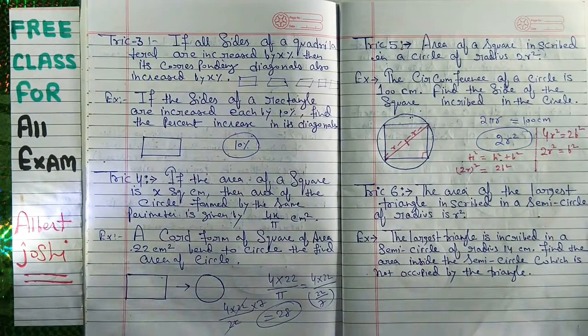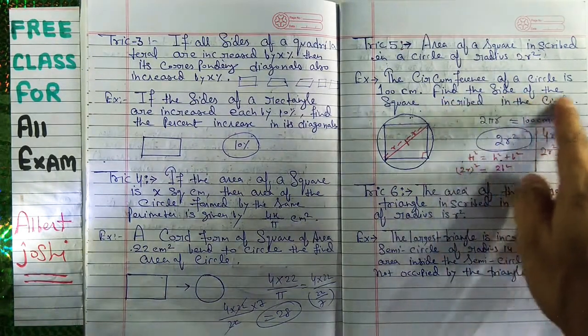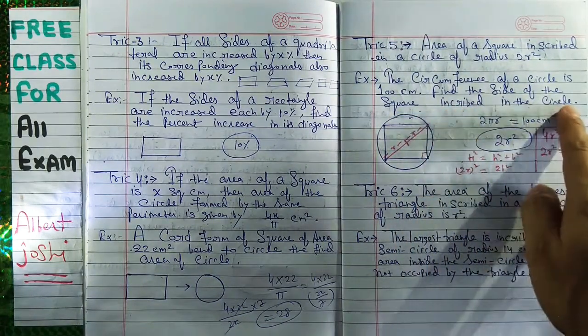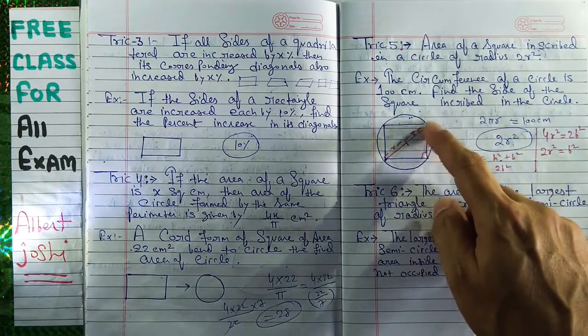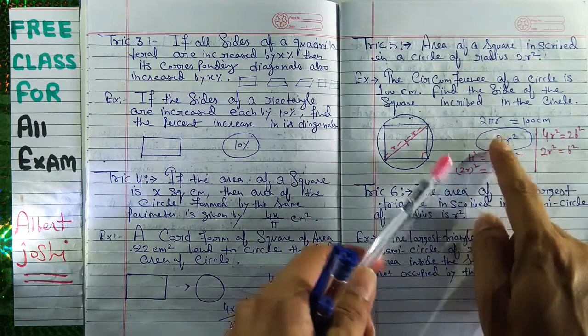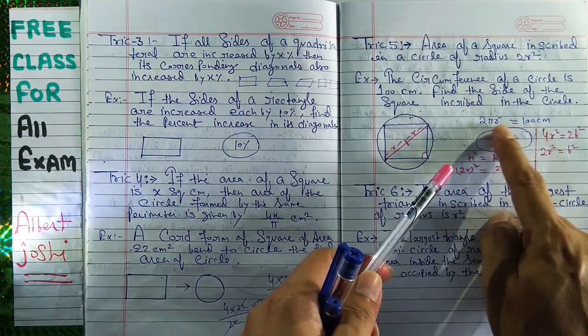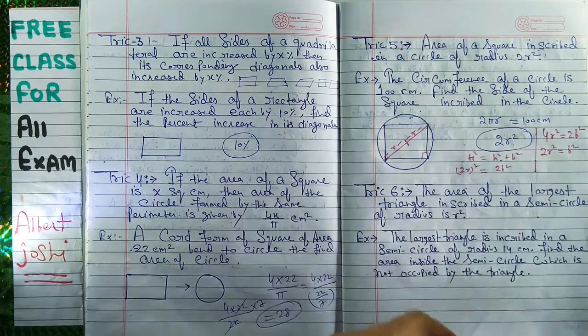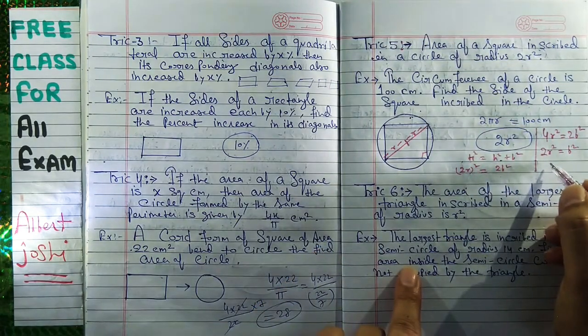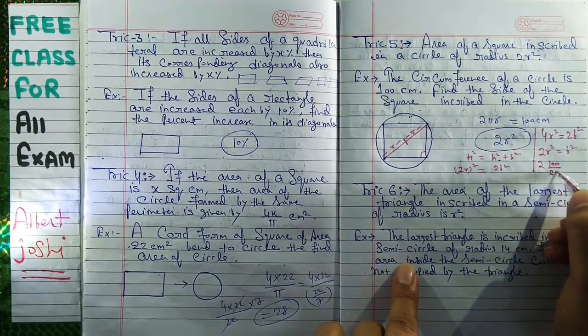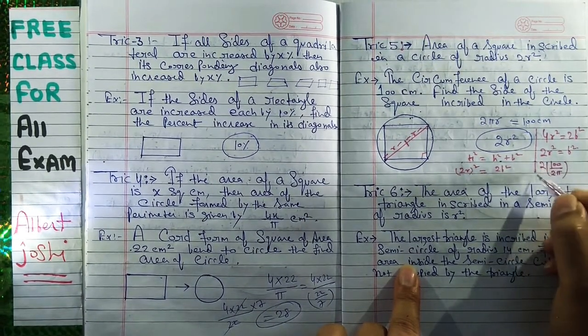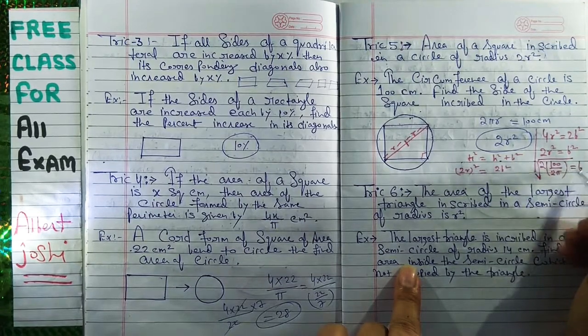So your b square is this. He is asking to find the side of the square inscribed in the circle, so you have to find only b. What is r? The circumference is 100, so r is 100 upon 2 pi. Your r is 100 upon 2 pi, and the square root of 2r square is equal to b. This is your answer.